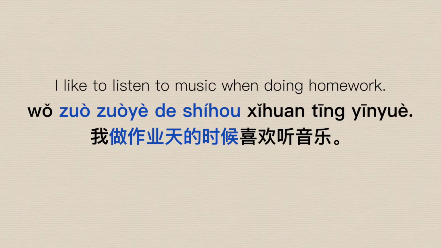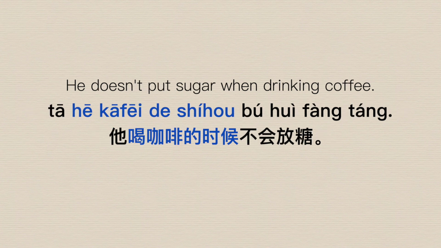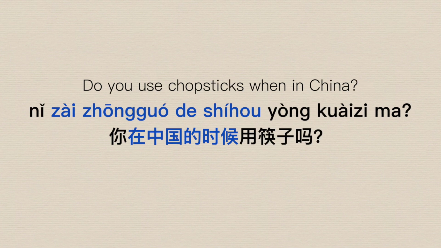我做作业的时候喜欢听音乐. When I do my homework, I like to listen to music. 他喝咖啡的时候不会放糖. He, when drinking coffee, does not put sugar. 你在中国的时候用筷子吗? You, in China, use chopsticks. Do you use chopsticks when in China? So that is where our when phrase, aka a time phrase, goes in the sentence.